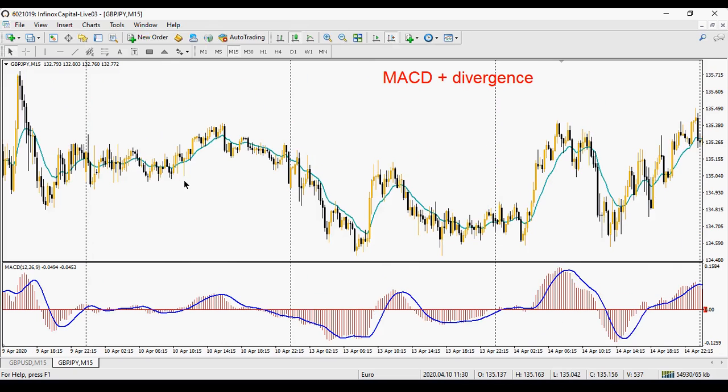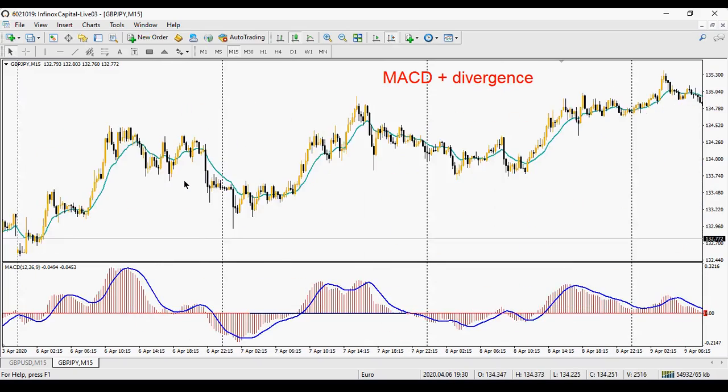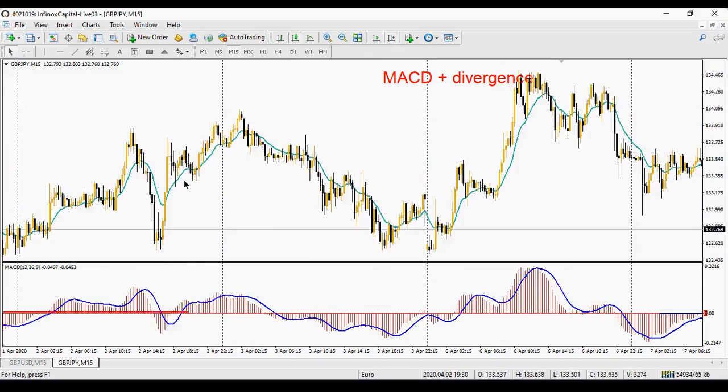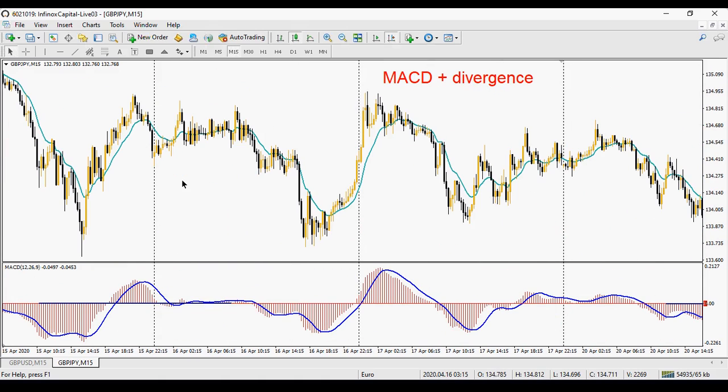So this is how you can use this strategy. It's a very good strategy, and it works very well. By the time you scan through 10 to 20 pairs, you should see at least one that will be giving you a pattern like this. All right.